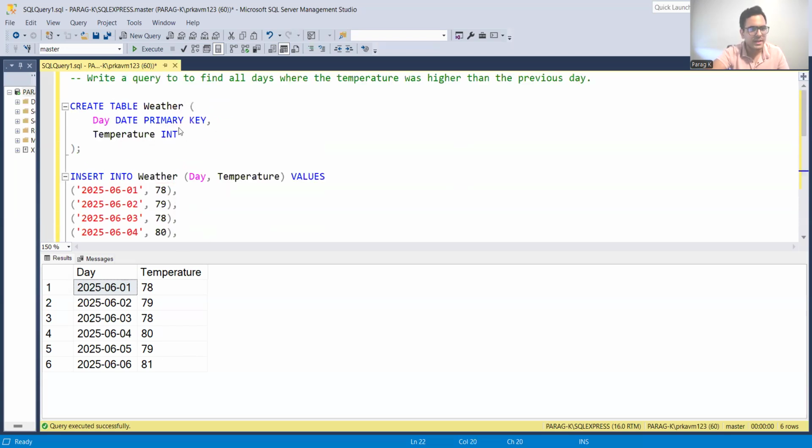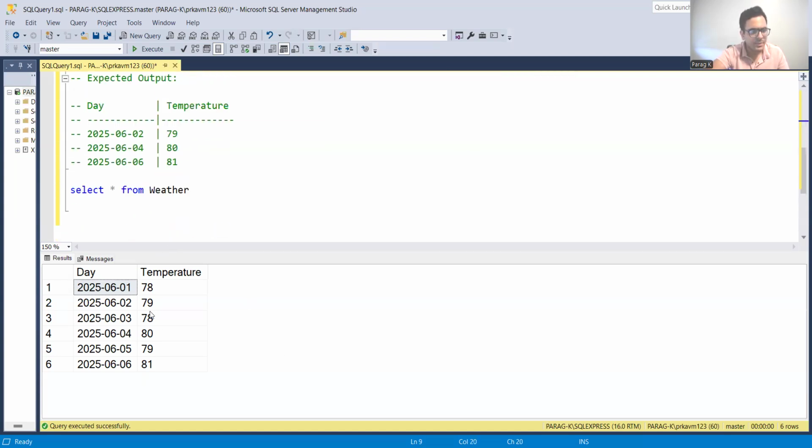So what is the question saying? Write a query to find all the days where the temperature was higher than the previous day. So let's look at the table. Basically it's saying that if the next day's temperature was higher than the previous day. So if you observe, 79 is greater than 78, so they have included this. Observe one thing, 80 is greater than 78, but observe that 79 is not greater than 80, so it's not included. And look, 81 is greater than 79. So that's what happened here, okay? This is what you have to find out.